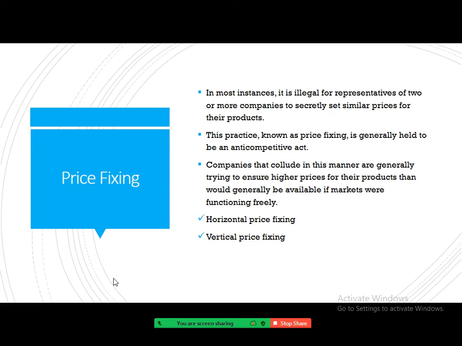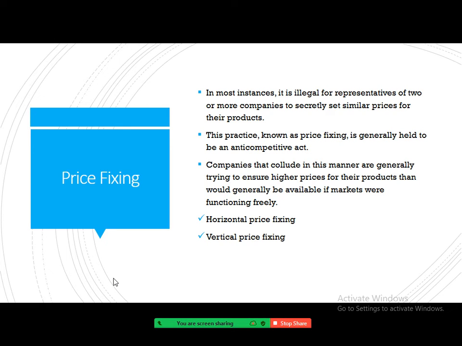Companies that collude in this manner are generally trying to ensure higher prices for their products than would generally be available if markets were functioning freely. In horizontal price fixing, the competitors within the industry that make and market the same product conspire to keep prices higher. For example, in 2011, the European Commission determined that Procter and Gamble, Unilever, and Henkel had conspired to set their prices for laundry detergent.